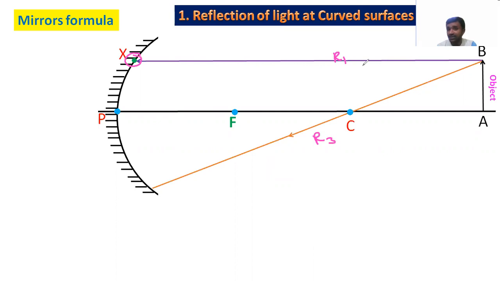What are the characteristics of the image in this case, which you obtained in the previous ray diagrams? Can anybody?